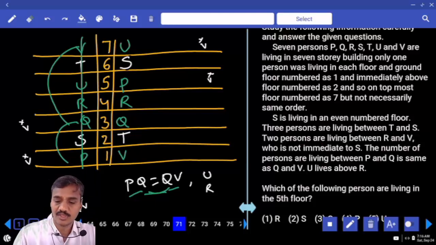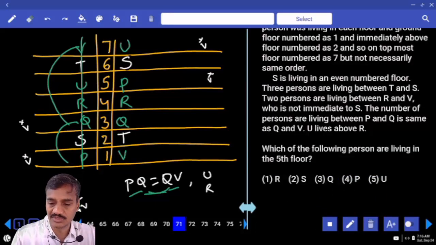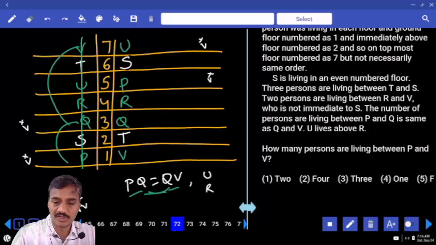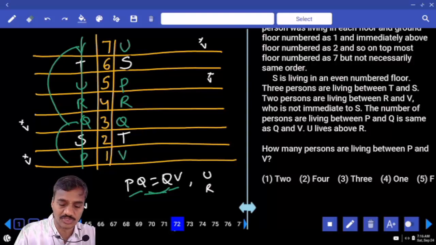Done with this? Then which of the following persons lives on the 5th floor? Who is that person? P, choice 4. And next one, 72. How many persons are living between P and V? In between P and V there are only 3 people, choice 3.